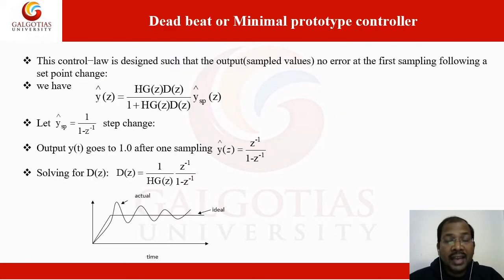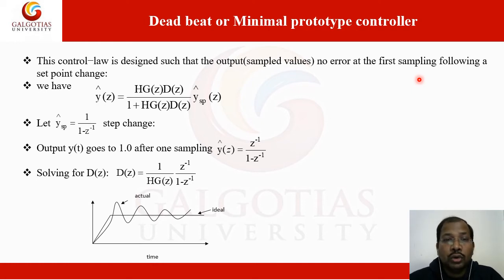Now come to the deadbeat or minimal prototype controller. This controller is designed such that the output sample values have no error at the first sampling following a set point change. We have to design a control law in such a way that at the first sampling we do not get any error.